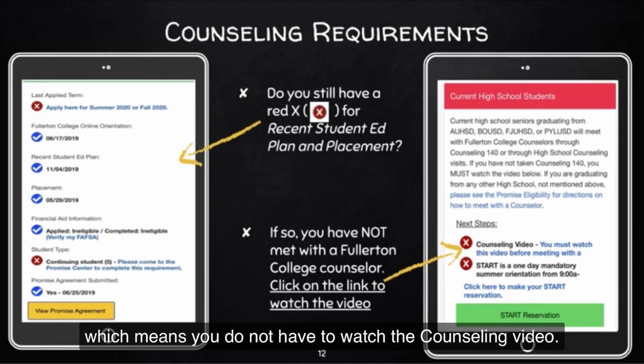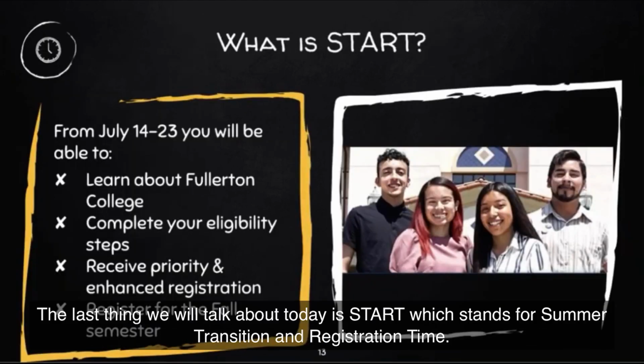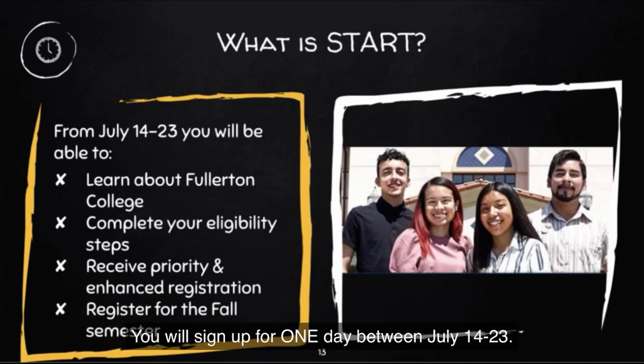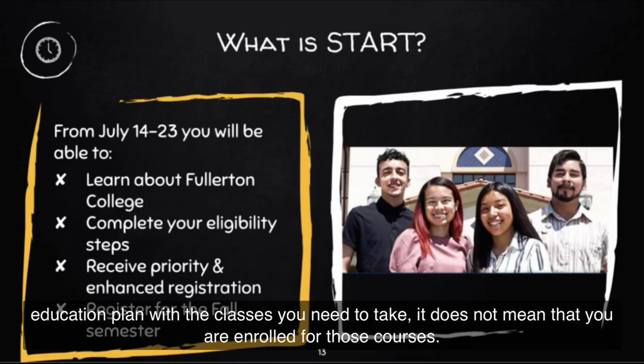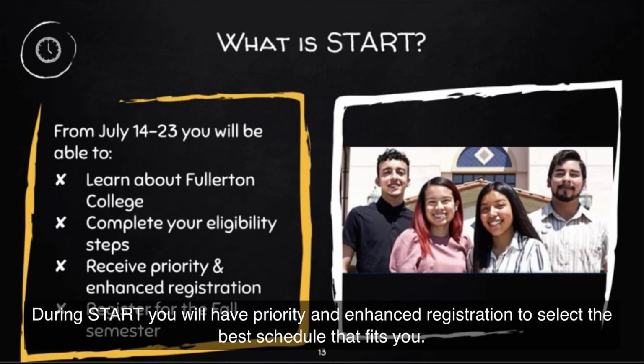The last thing we will talk about today is START, which stands for Summer Transition and Registration Time. You will sign up for 1 day between July 14th through the 23rd. Even though you may have already met with the counselor and received an educational plan with the classes you need to take, it does not mean that you are enrolled in those courses. During START, you will have priority and enhanced registration to select the best schedule that fits you.